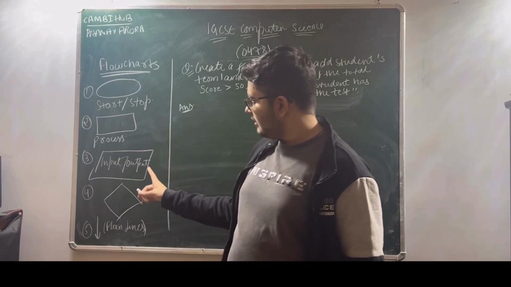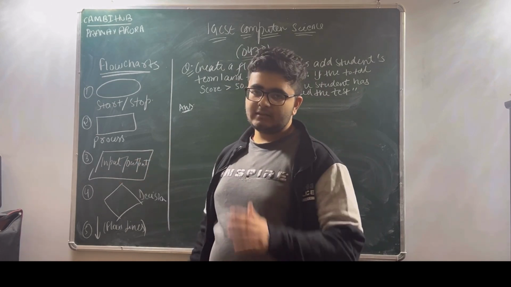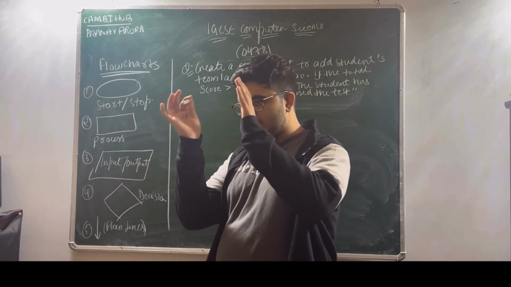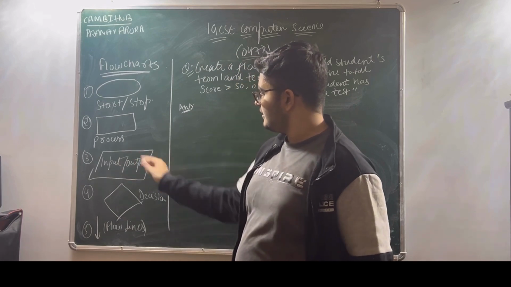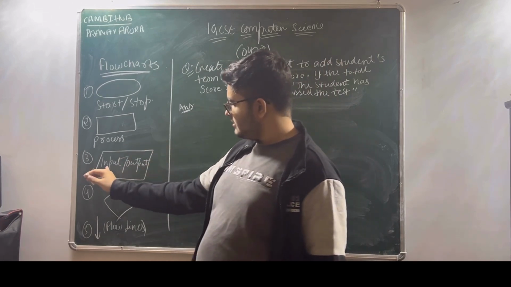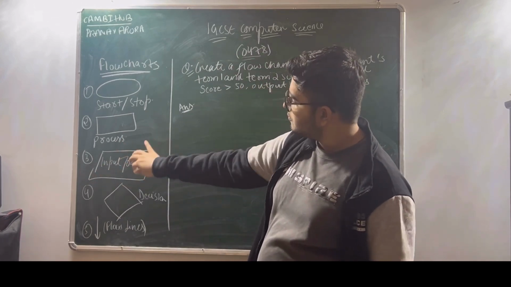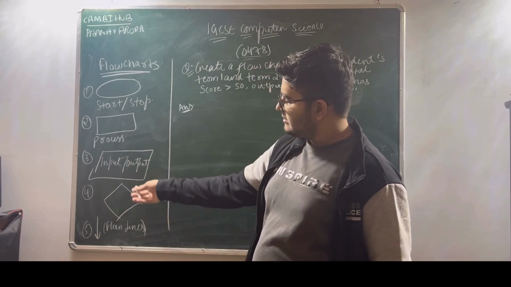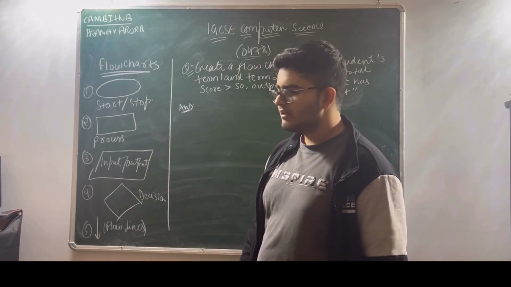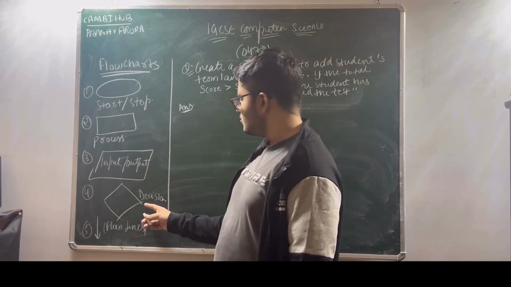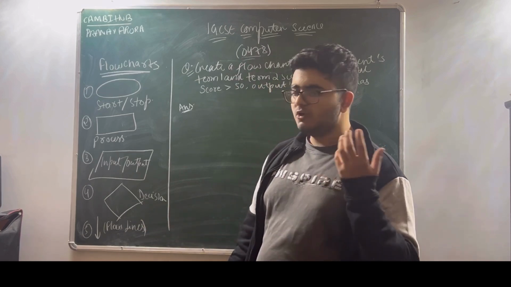A parallelogram, with slanted sides, right? We use this to either input data or output data. And the last one is the decision box, which is a rhombus, a diamond-shaped box, which is used whenever you want to make a decision.